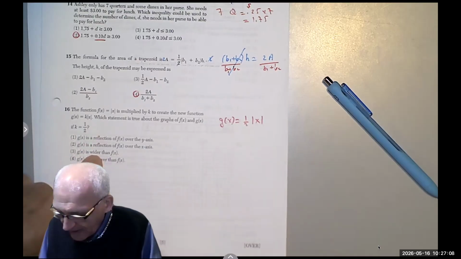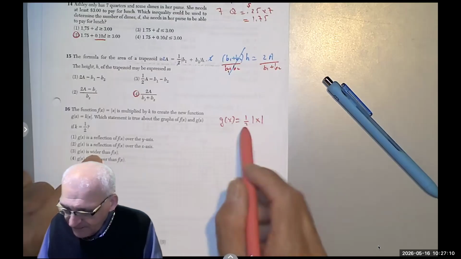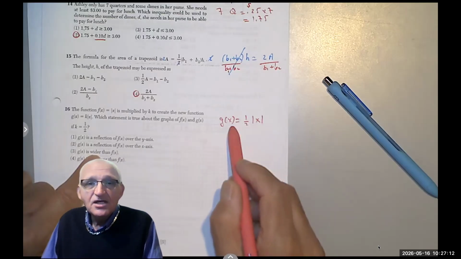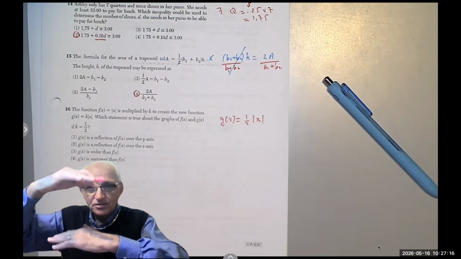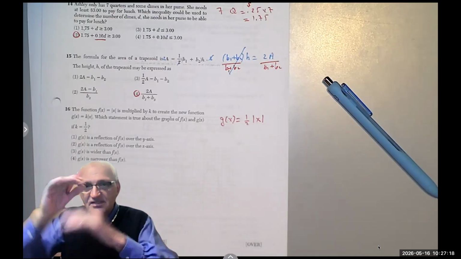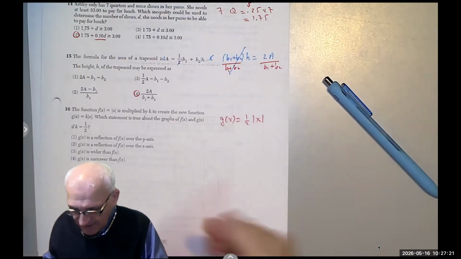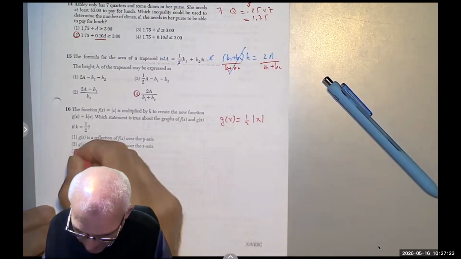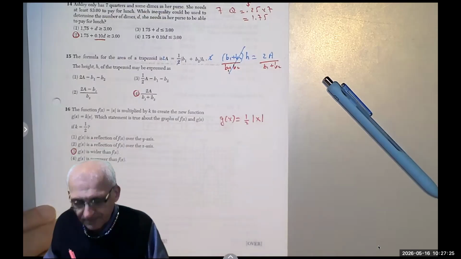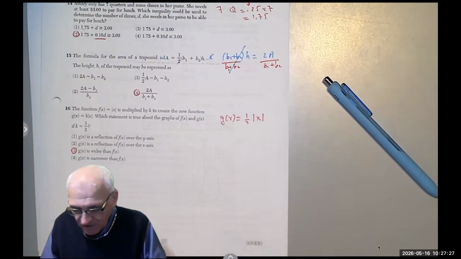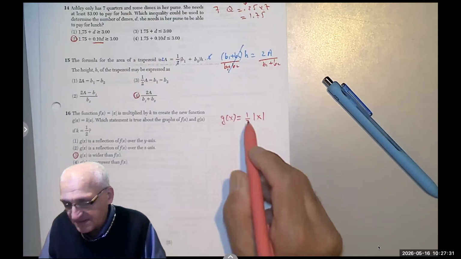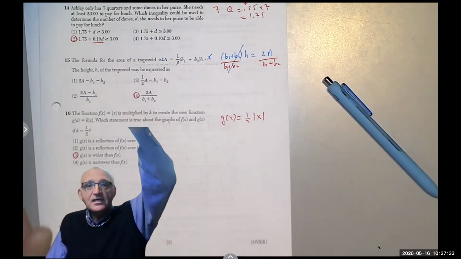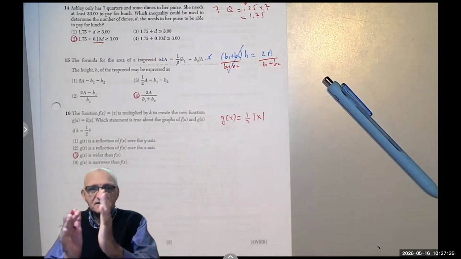G of x is wider. Well, if you have 1/2, it means the y is shorter. And if you squeeze something down, it gets wider. So yes, it is number 3. It's not narrower. It would be narrower if that was greater than 1, because that means the y is taller, so the x gets narrower.